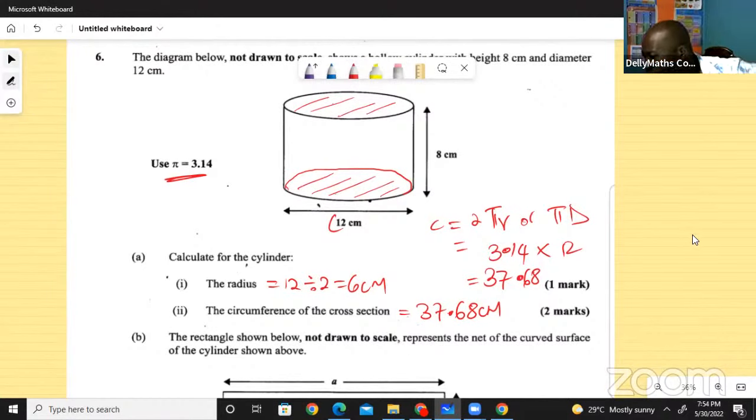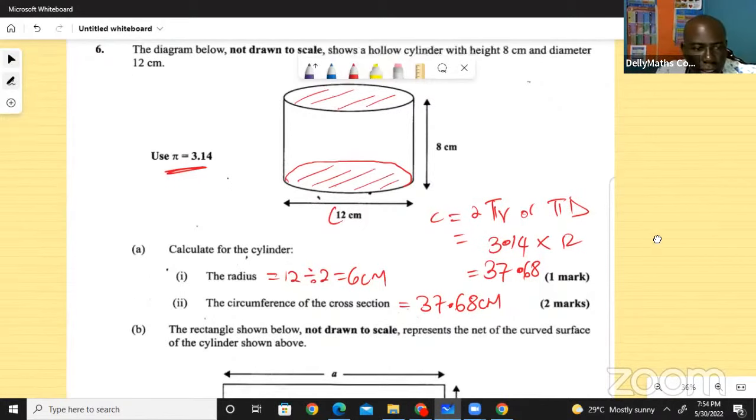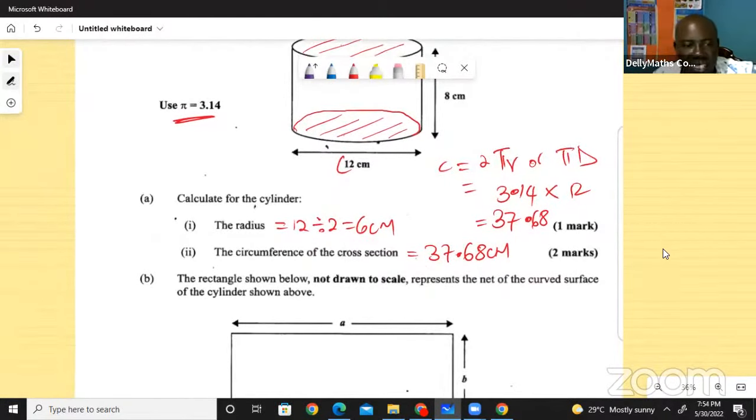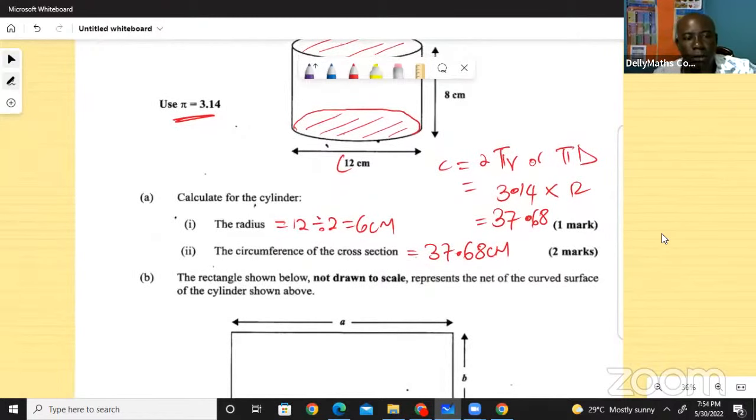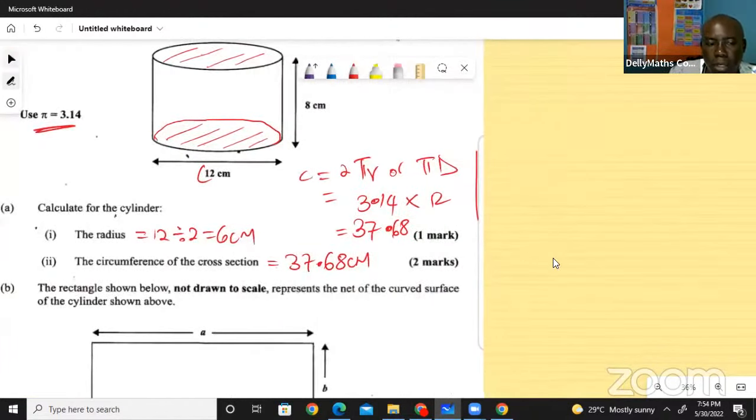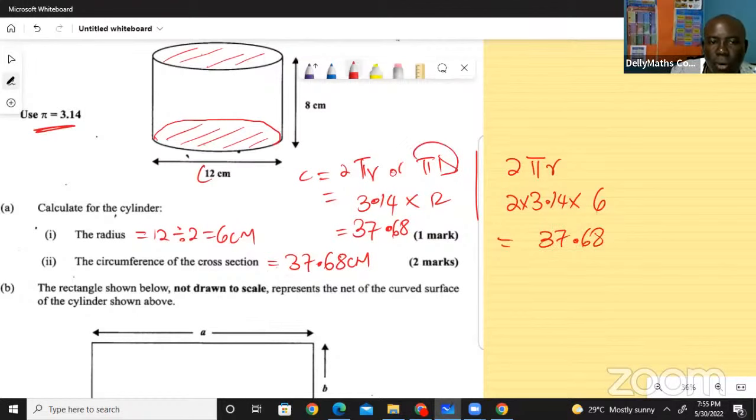All right, so we're looking at that 37.68. Pi times diameter is what I use here. What if you wanted to use 2 pi r? I'll show you that it is the same response. Circumference can be found by using 2 pi r, which is 2 times 3.14 times r, which is 6. Do that, and you realize you get back the 37.68. So we can use this if we want, or that. For circumference, we will get the same thing.